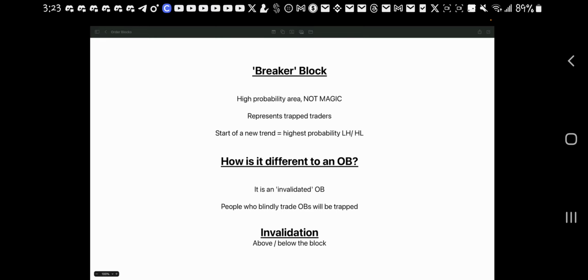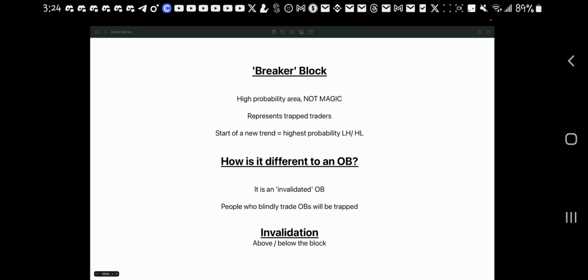So if you were a trader who traded order blocks and always bought a bullish one and always sold a bearish one, there are going to be times when you're wrong and the market goes through the block and invalidates it. If you don't exit that trade, you are now a trapped trader. And the logic is that if price goes back to the order block, you will close your position at break even or take a small loss. So that's what the breaker blocks represent. They represent an invalidated order block and they're the highest probability area for a new trend to begin with a lower high or a higher low.